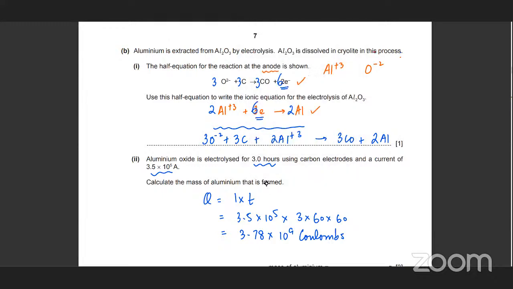Now the next step would be to convert that into moles of electrons, and for that you would use the Faraday constant, which is that 1 mole of electrons has a charge of 96,500 coulombs. How much charge is passing through your circuit? That's 3.78 times 10 power 9. So how many moles of electrons is that? X would be equal to 3.78 times 10 power 9, divided by 96,500. How many moles do you get? Sir, I get 39,171.